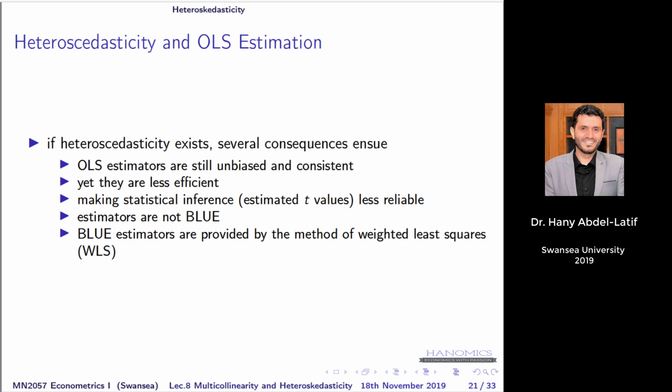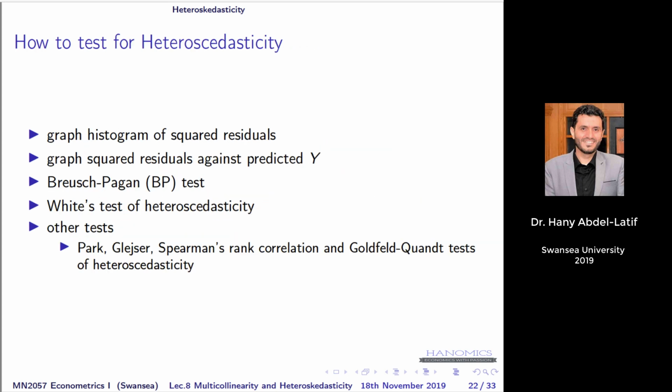But so far, what we know is what it means, what the causes are, and why it happened, and then the implication to OLS estimation. So with the OLS estimator, we're still BLUE. It's still unbiased, but it's not efficient, or less efficient. Okay. How to test for heteroskedasticity?